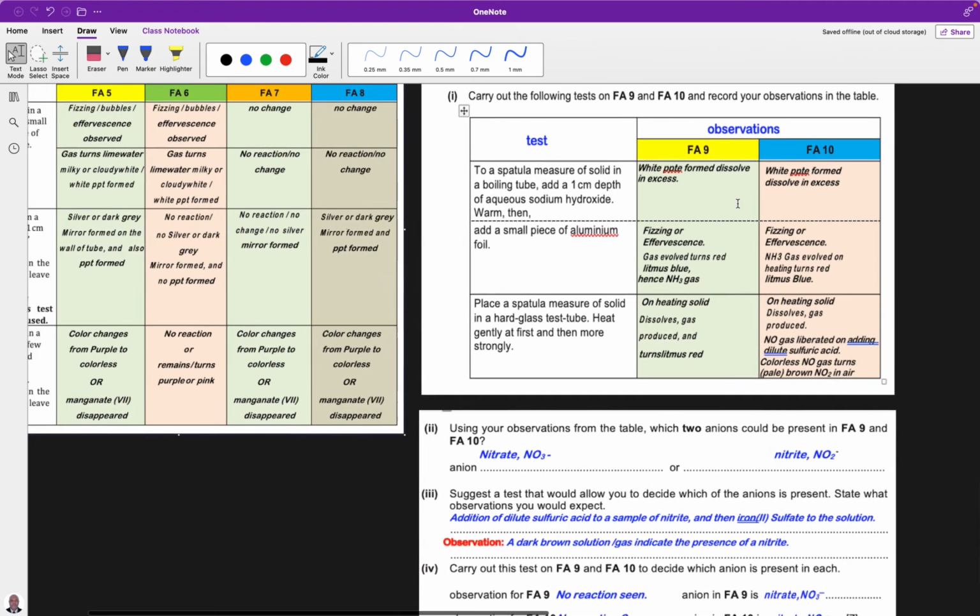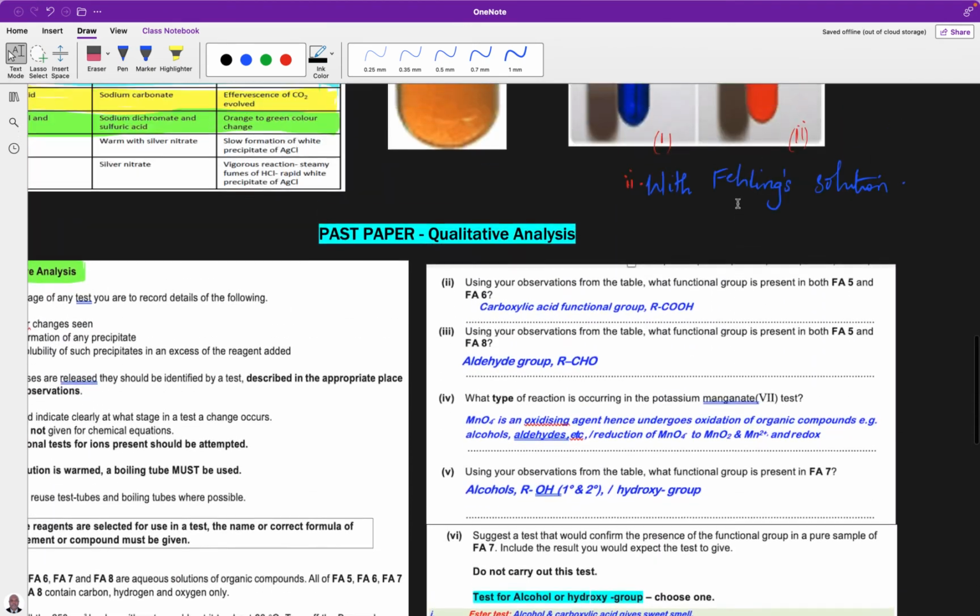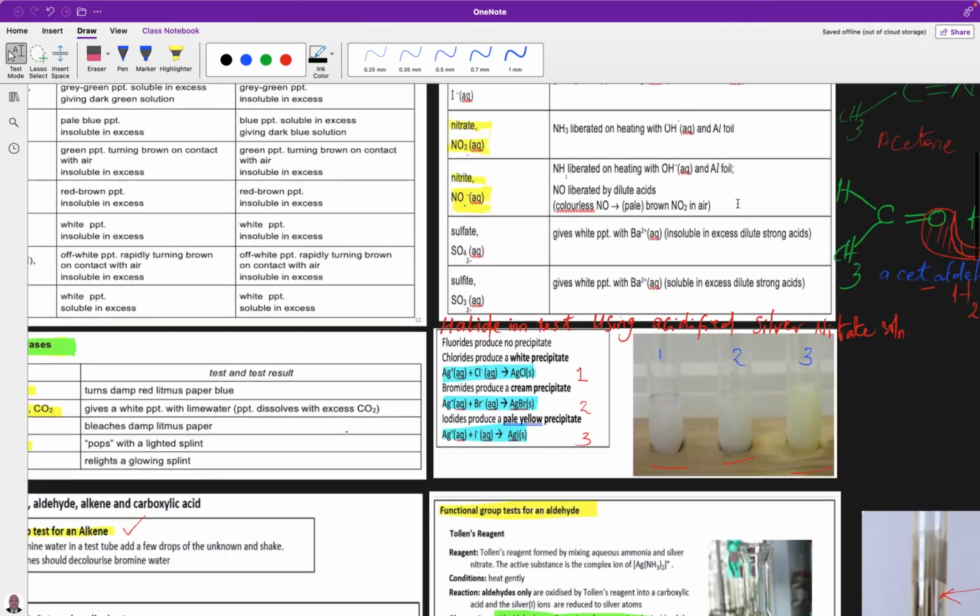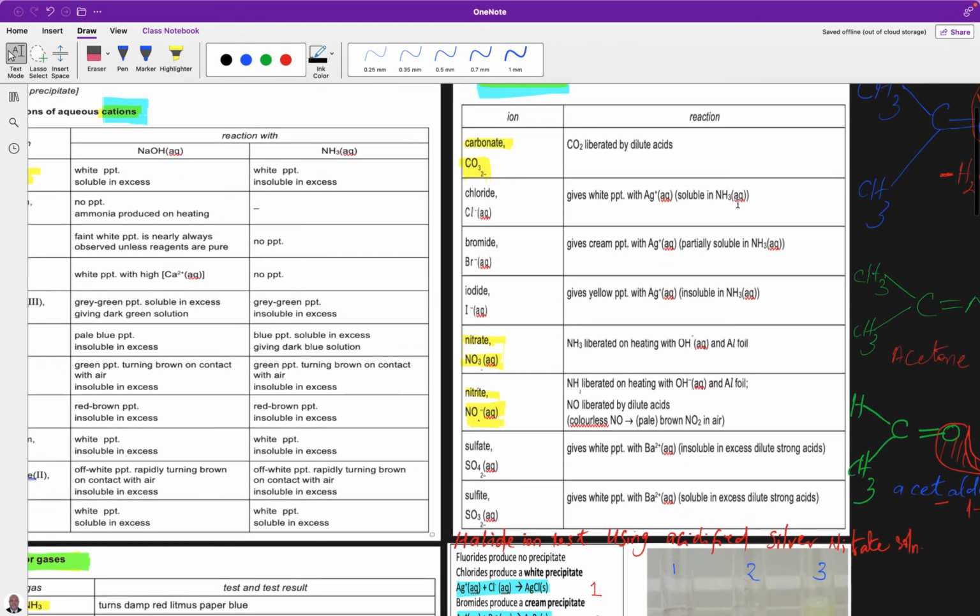I went down on the question paper, on my reference page. I observed that nitrate and nitride will liberate ammonia gas on heating with dilute sodium hydroxide and aluminum foil. I noticed that only nitrate and nitride will liberate ammonia gas.